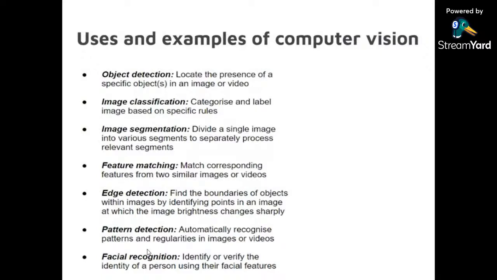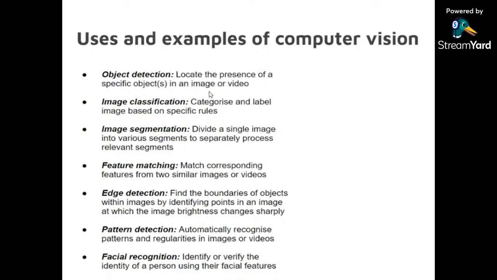Okay, so the use cases of computer vision in a broader way. In object detection, it locates the presence of any specific objects in any particular image or video. In image classification, it is the categorization and labeling of images based on specific rules, because the features determine what the image is, right? So what the image is and what features the image has is the basis of image classification, because based on the classifier we will be classifying the images.